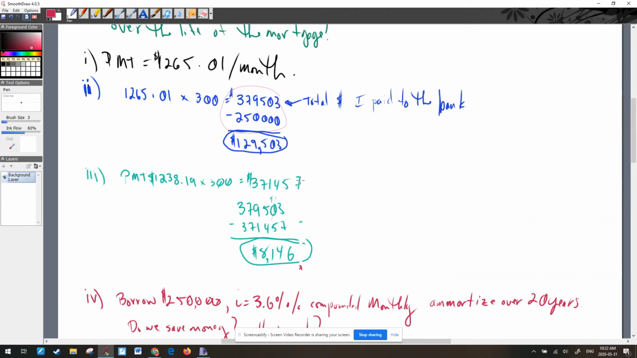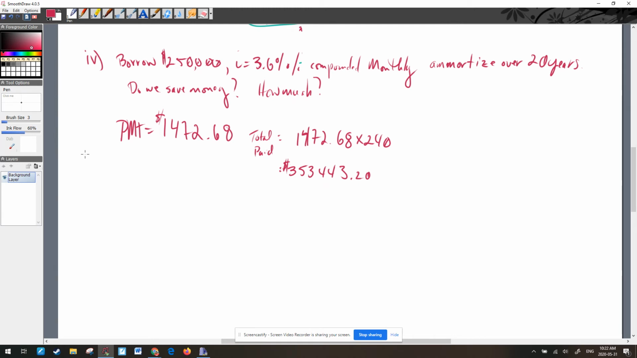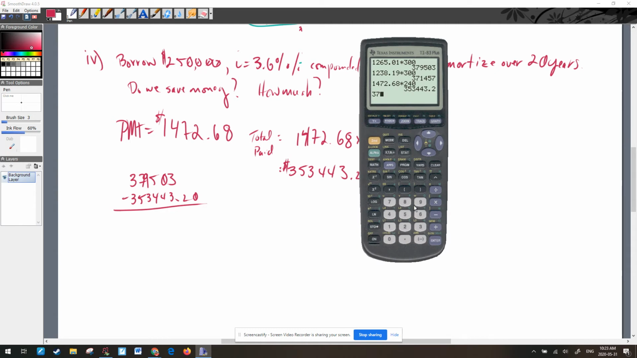So if we compare that, 379,503 is what the other one paid. So 379,503, and we subtract off 353,443.20. I think I'm going to use a calculator to do that. So 379,503 minus 353,443.2. So huge difference, $26,059.80.